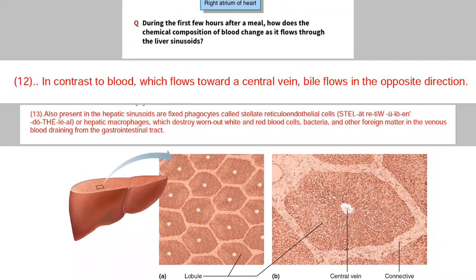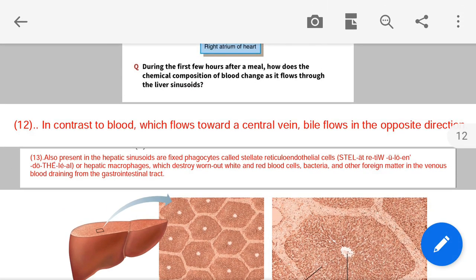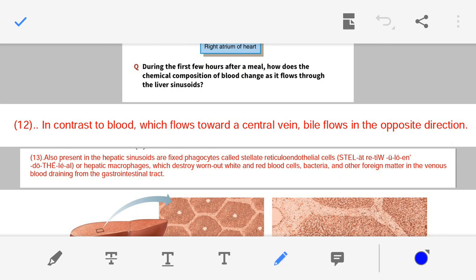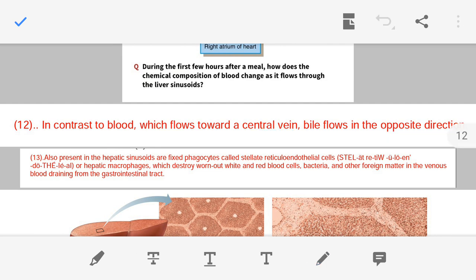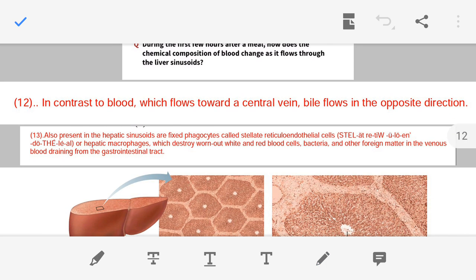Now point number 12. See, blood flows towards central vein. Now, in contrast to blood, bile flows in the opposite direction to the blood. Okay. Point number 13.